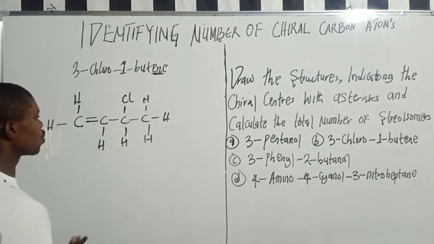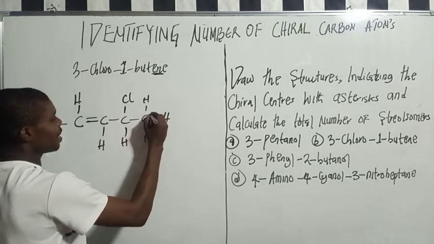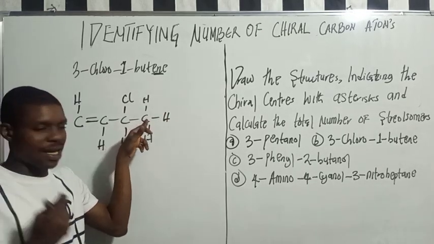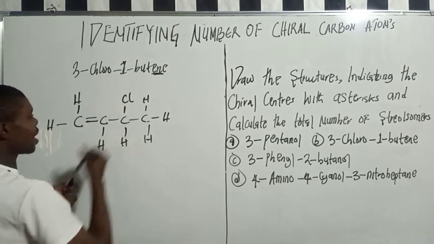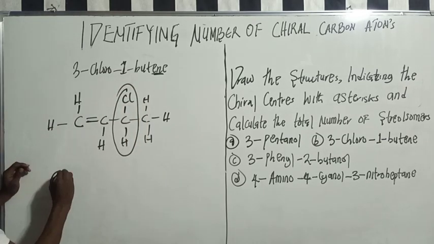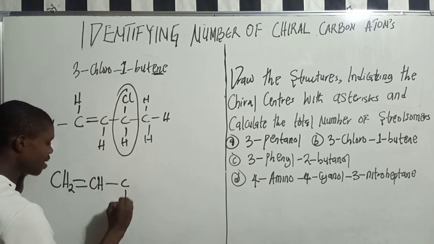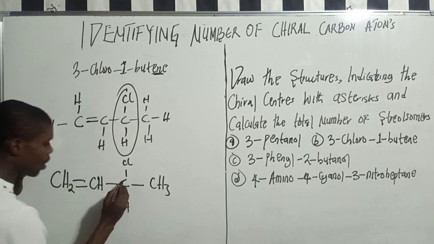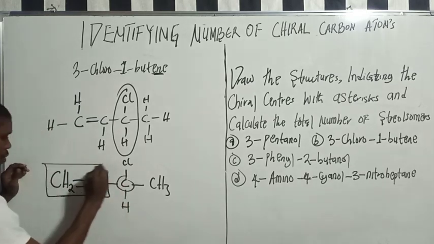Do you get? So now the 2 carbon atoms you want to look at are this one and this one. This cannot be a chiral carbon. This carbon here cannot be a chiral carbon because it has 3 hydrogens. But now let's look at this carbon here, this point here. It can also be written as CH2 double bond CH, CH, Cl, CH3.